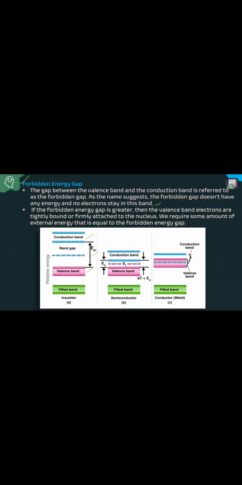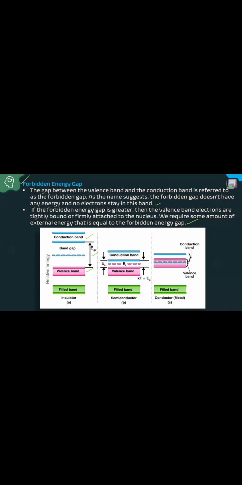If the band gap energy is greater, the valence band electrons are tightly bound, attached to the nucleus. That means there are no free electrons. In such a case, we require some amount of energy for the movement of the electron. That energy is equal to the band gap energy.